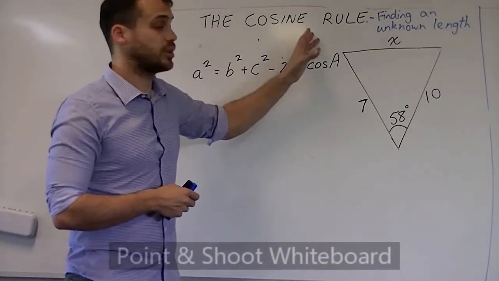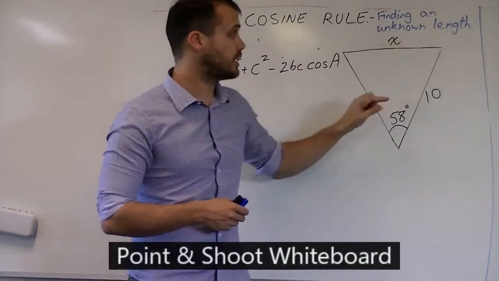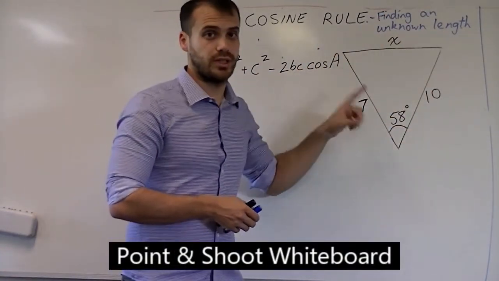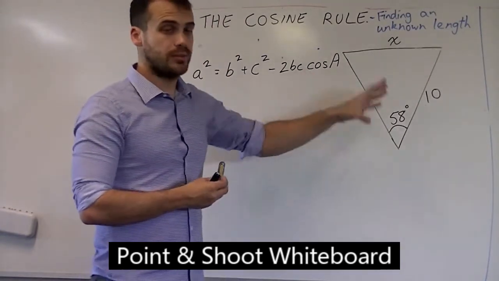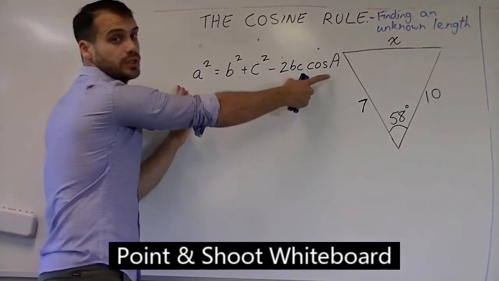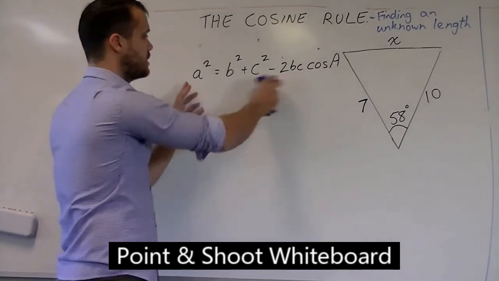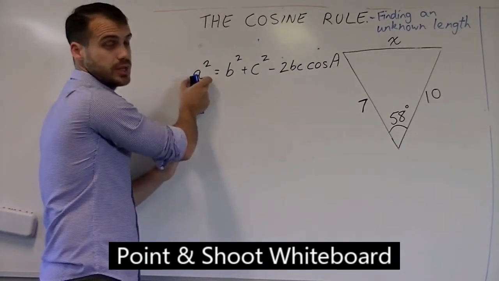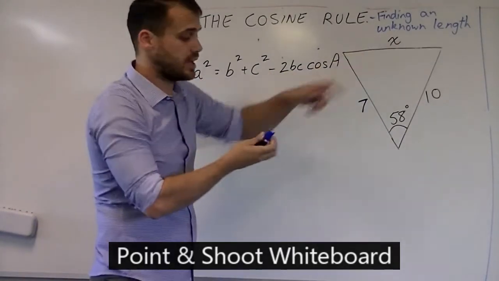We're going to use the cosine rule to find the unknown length in this triangle here. Now when you label this triangle, here's our formula first of all. Now we can see that we're trying to find a squared. We're trying to find a.